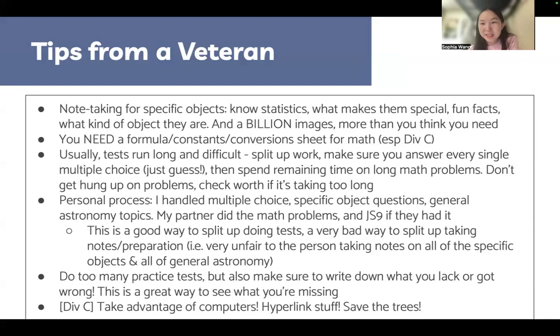For my personal process on tests, I handled the multiple choice, specific object questions, and general astronomy topics, and my partner was really good at physics, so she did the physics and the JS9 if they had it. And a small side note, this is not how you should split your note taking, because note taking is much heavier reliant on the specific object and general astronomy topics. That's what most of your notes should and will be about. So you don't have to split the test the same way you split notes.